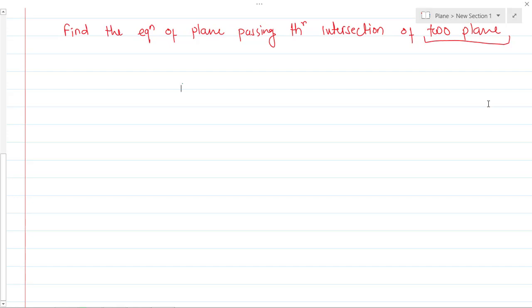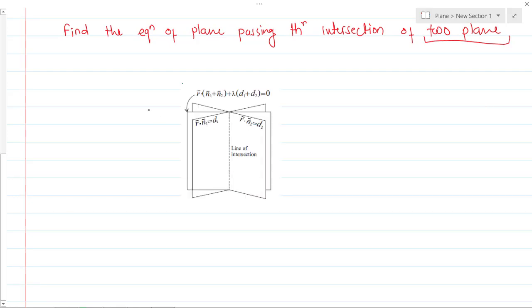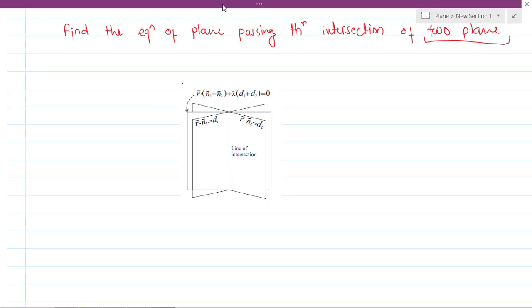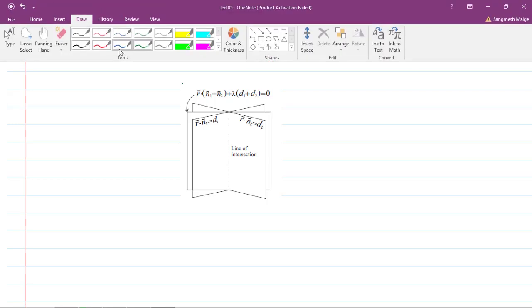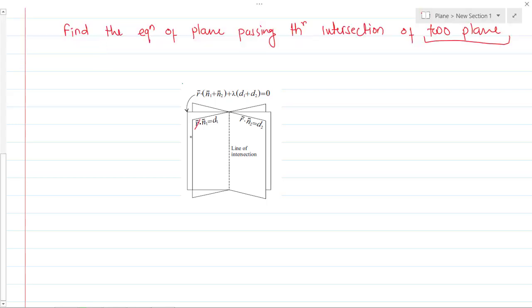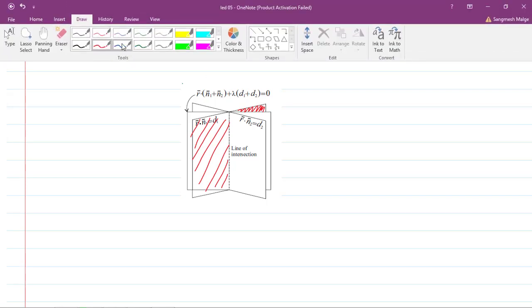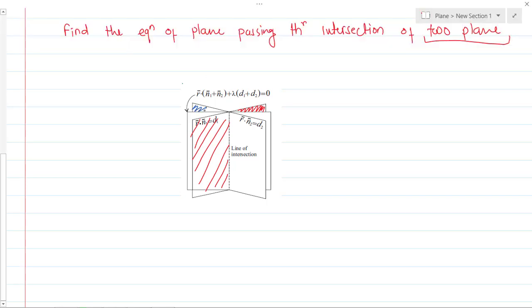So let me have a figure here for you so that the concept will be very clear. Okay, perfect. See here we have the two known planes, so let me highlight. This is the first plane, and another part of it is here. This is the first plane. Let's have the second plane. Where is that second plane? So this is the second plane, this and this is the second plane.